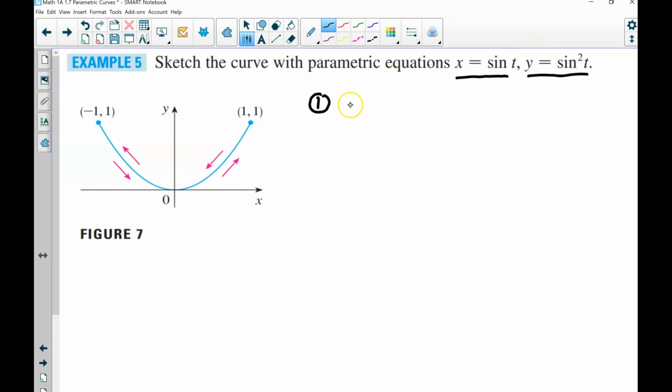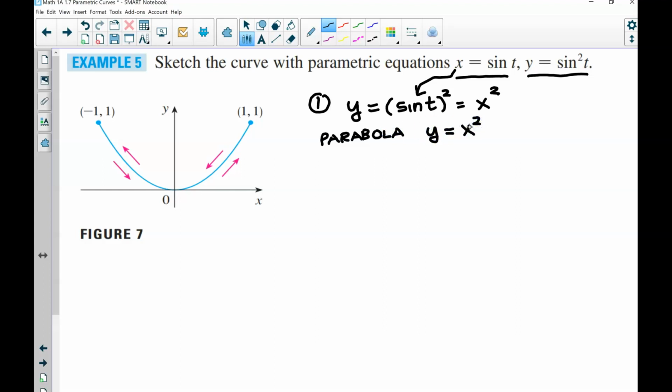What we can determine here is, what did we have to square to get sine squared t? Well, we had to square the sine of t, correct? And so we know that x in our given information equals the sine of t. So technically, y equals x squared. What you can observe from here is that it's a parabola, y equals x squared. So when we want to graph this, we can graph the parabola.